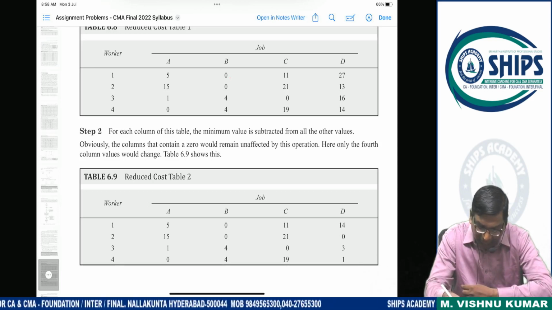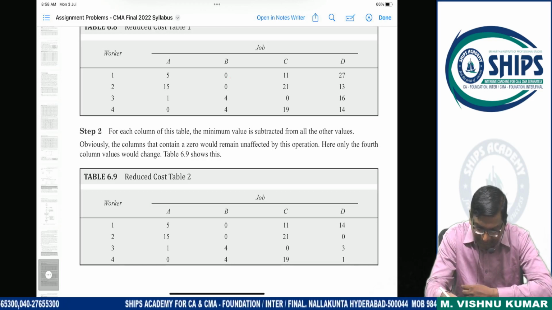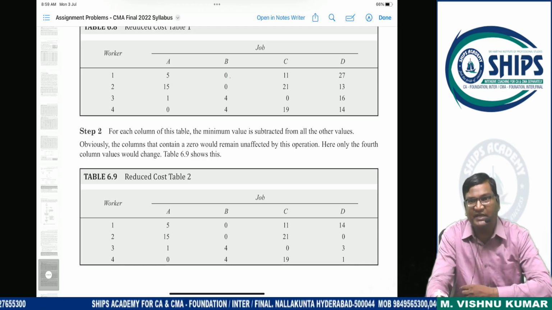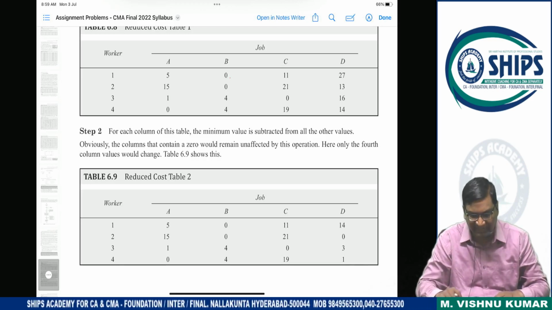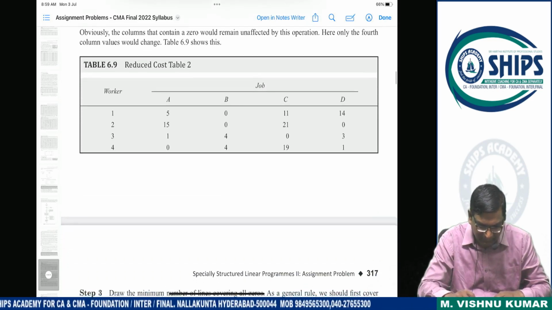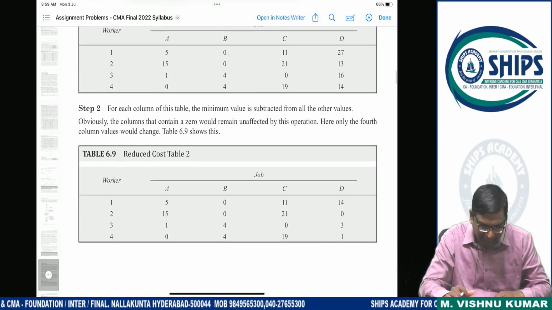So do not give job D to the second worker. If you give this job to other workers, they will take more time than worker 2 or not? So how much extra time will they take? 27 minus 13, 16 minus 13, 14 minus 13. This is the reason. Understand? Okay. So this is called the row operation, and this is called the column operation.